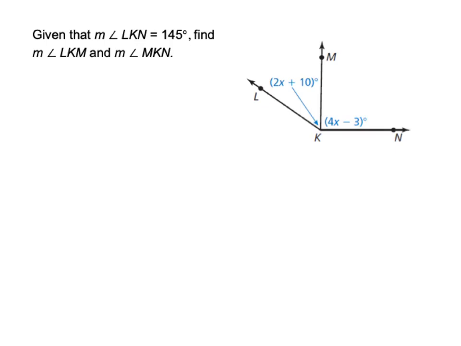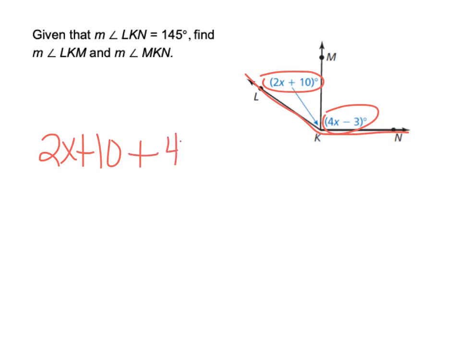Okay, so if we look at our angle here, we're just going to set up and solve some equations. It says given that angle LKN is 145 degrees, so LKN is the whole angle, so both parts together are 145 degrees. Find LKM and MKN. That just means find the two smaller angles. So to do that, we know we can use the angle addition postulate. We can add the two angles together. So we'd add 2x plus 10, that's the first small angle, plus 4x minus 3, and it equals the whole thing, which was 145 degrees.